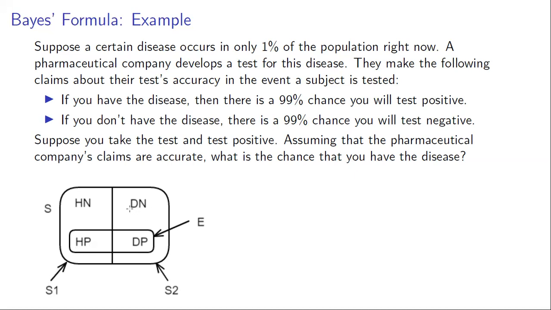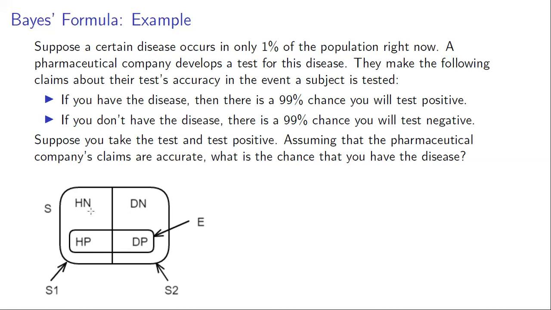Another possibility is that you don't have the disease, and indeed you test negative. And then there's another possibility. This is a false positive, right? Where you don't have the disease, D meaning don't have the disease, but yet you still test positive, right? So that happens sometimes. Okay, so this is our sample space. These are the 4 different possible outcomes.